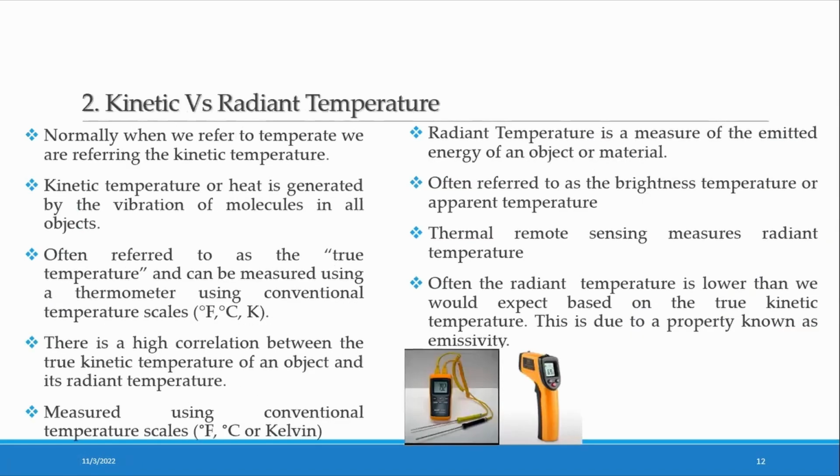So the second principle that guides us in thermal remote sensing is kinetic energy. In the introduction, we said the amount of energy emitted by a body is dependent on its temperature, and this temperature is the kinetic temperature. You can also call it its body temperature. The body temperature is what determines the amount of energy that will be emitted.